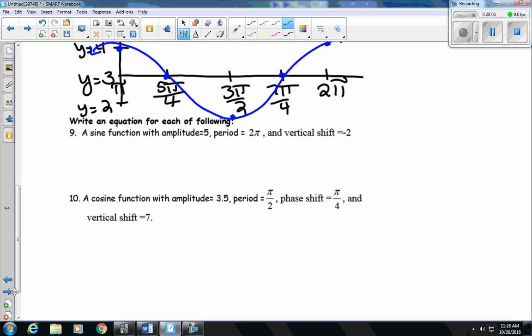Luke, you already got both? No, I just got. You just got the first one. Work on the second one too.